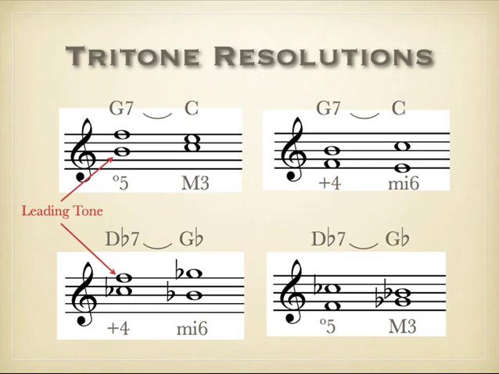What makes these chords active and want to resolve is that they contain a tritone. And a tritone is 3 whole steps, and it can be written as a diminished fifth or an augmented fourth, and depending on how it's written will determine how it resolves, which note is considered the leading tone. So if it's a diminished fifth, it'll collapse in to a major third, and if it's written as an augmented fourth, it'll expand out to a minor sixth.